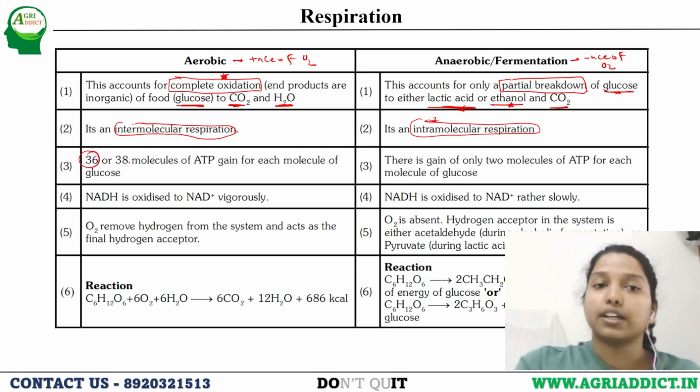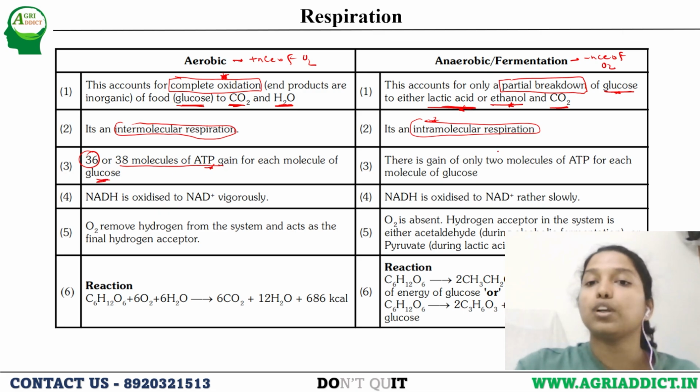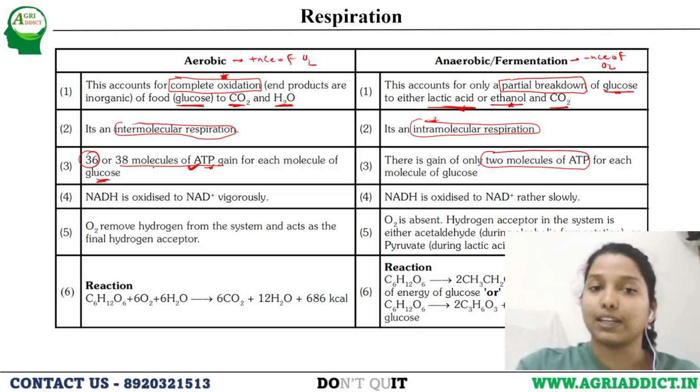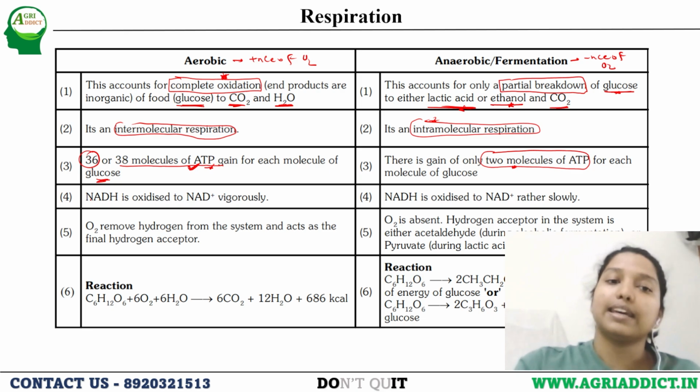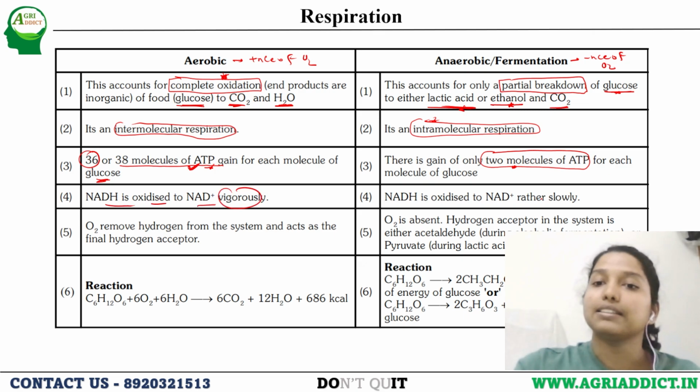Aerobic respiration is an intermolecular respiration, whereas anaerobic respiration is an intramolecular respiration. In aerobic respiration, 36 or 38 molecules of ATP are formed from each glucose molecule. In anaerobic respiration, only 2 molecules of ATP are formed. Because it is a complete oxidation, here we get either 36 or 38. Why there is a difference of 2 ATP, we'll study in a later lecture. And here 2 molecules are formed because it is a partial breakdown, partial oxidation. In aerobic respiration NADH is oxidized to NAD plus vigorously, and in anaerobic respiration it is oxidized rather slowly.